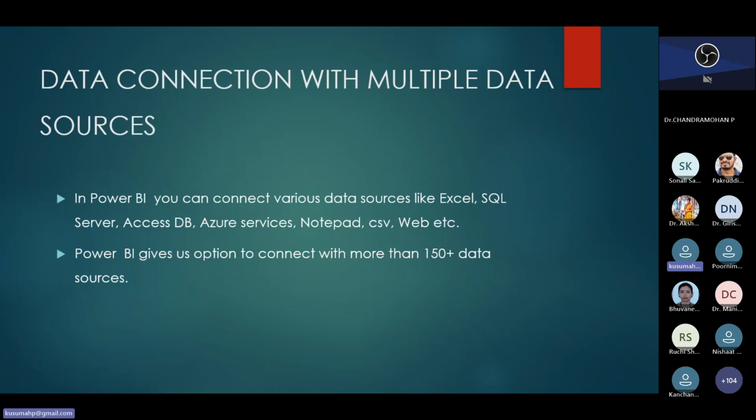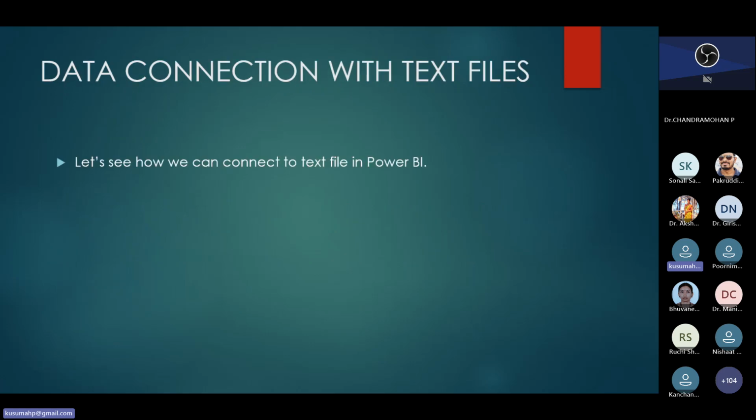So in Power BI, you can connect various data sources like Excel, SQL Server, Access Database, Azure Services, Notepad, CSV, Web, etc. This Power BI tool gives us an option to connect more than 150 data sources. With the help of these data sources, we can easily visualize the data and create insights over the data. Now we will connect the data first with a text file.